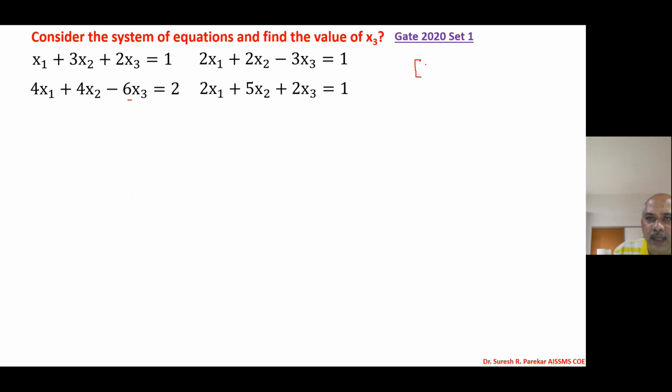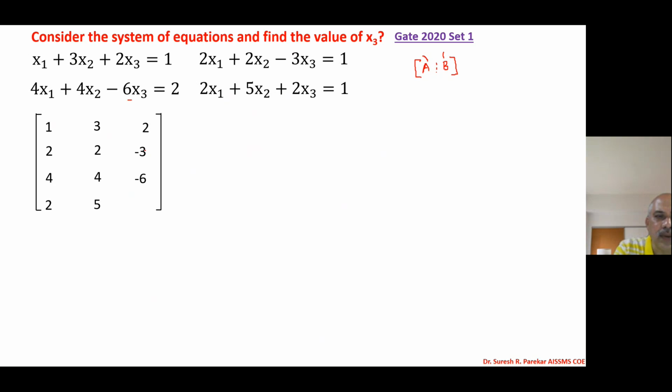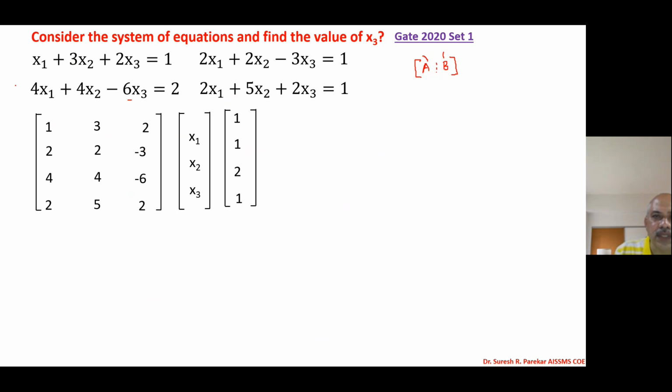Then we are going to write the equation in the form A x equal to b. Here A has the coefficients of unknowns and b has the constants. You can see these are the coefficients of x1, x2, x3: 1, 3, 2, 2, 2, minus 3, and 4, 4, minus 6, and 2, 5, 2. And these are the constants, which are 1, 1, 2, 1. And these are the unknowns.